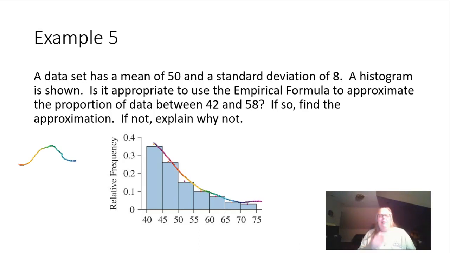And we can see our data does not top out up here in the middle and everything. It's actually dropping off to the right here. So it is not appropriate to use the empirical rule here. And the reason it's not appropriate is because our data is skewed to the right.